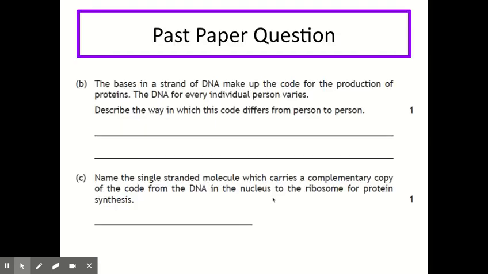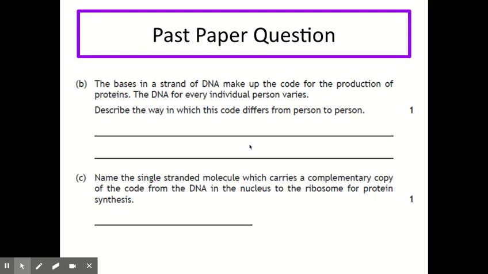So for number one, the bases in a strand of DNA make up the codes for the production of proteins. The DNA for every individual person varies. Describe the way in which this code differs from person to person. So pause the video here and give this a try. So the answer for this one is the order or sequence of bases is different. So that's why the code is different from person to person, because the order of bases would be different in each person. So a tip is, if you're ever unsure about a question on DNA, go for an answer like that. Talk about the sequence or order of bases and you'll usually be right.